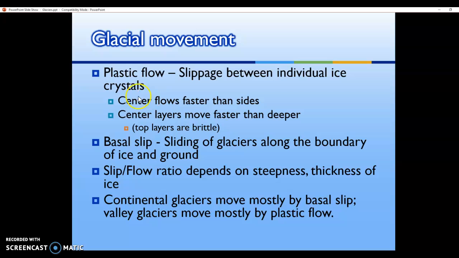All right, so there's two types of movement that we talked about on the previous slide, plastic flow and basal slip. So I think the term basal slip, when you think of base, is easy to remember what's going on there. This is the sliding of the glaciers along the boundary of the ice and the ground, the base. Whereas plastic flow is the slippage between individual ice crystals. And so we'll see this in a picture on the next few slides. But just like with water, the center flows faster than the sides. And so both of these are taking place, but the ratio depends on the steepness and the thickness of ice. Note that the last bullet says continental glaciers move mostly by basal slip, whereas valley glaciers move mostly by plastic flow.